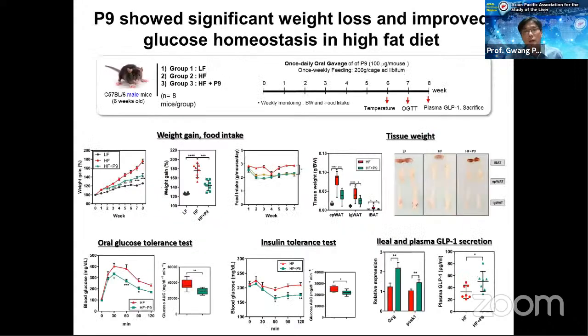So after identifying the particular strain and purifying the P9 protein, we did the same experiment in animal models. When we did daily oral gavage of the P9 protein in the obese models, we found the same effect, actually a better effect: weight loss, reduced fat, and improved glucose homeostasis. And also we found GLP-1 secretion as well.